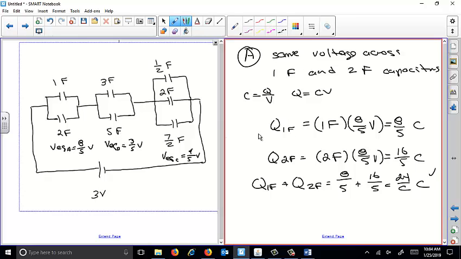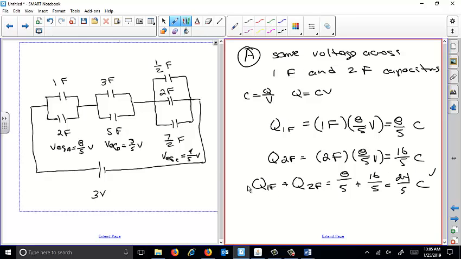So the only thing that's going to change is you use 3 farads. Well, use this voltage. So it'll be 3/5, and you'll use 3 and 5, and you'll get 2 charges, and if you add them together, you should get 24/5. So it's 24/5. So go ahead and do the next one.